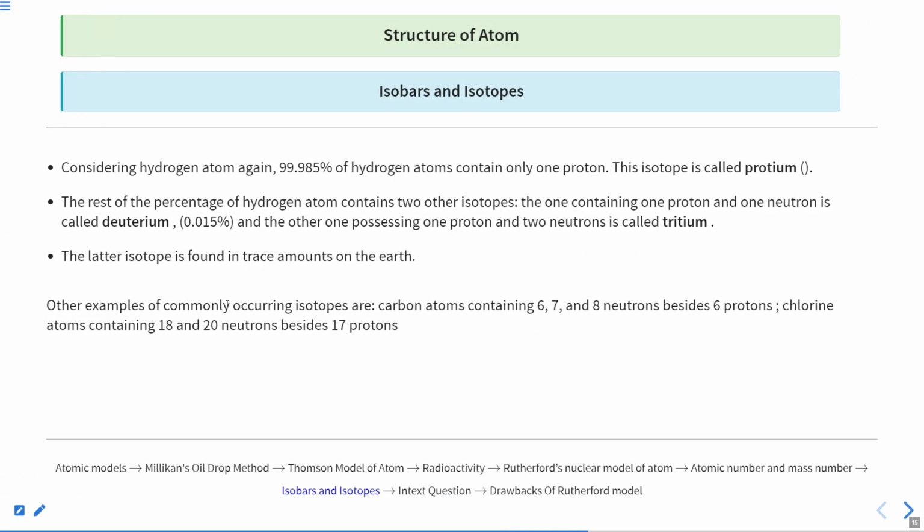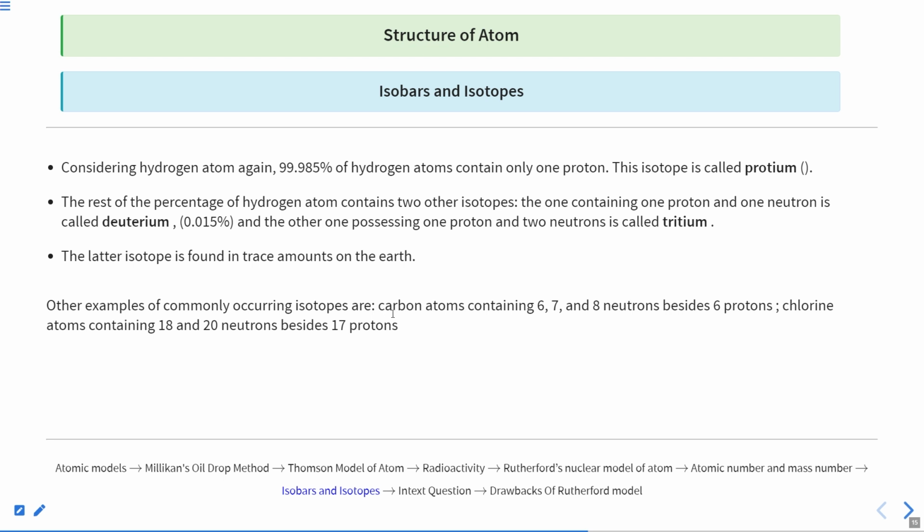Here is one more example: hydrogen. Most of the hydrogen is protium, which makes up 99.985% of the hydrogen atoms present. In the remainder, we have deuterium and tritium. Protium has one proton and no neutron. Deuterium has 1 proton and 1 neutron, so it has a mass number of 2, and tritium has 1 proton and 2 neutrons, so a mass number of 3. But they're very rare. Most of it is found as protium. Clear?